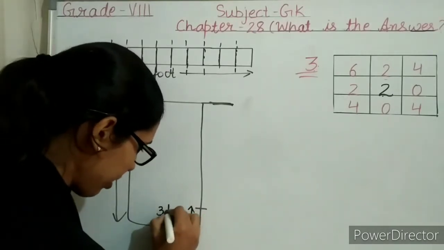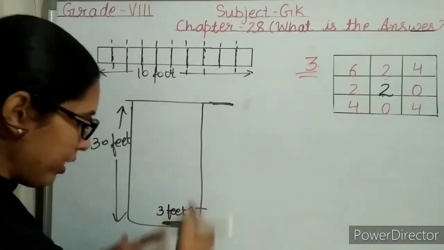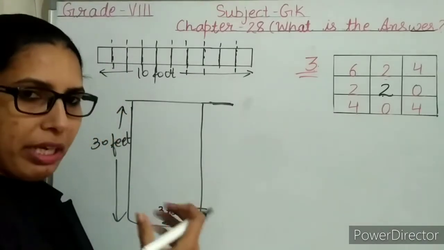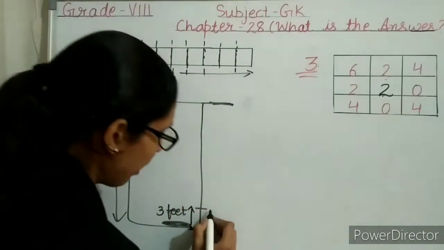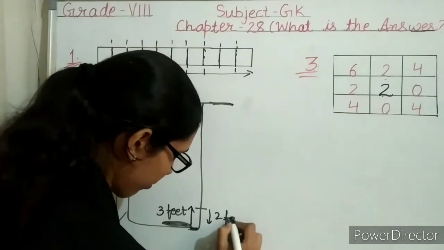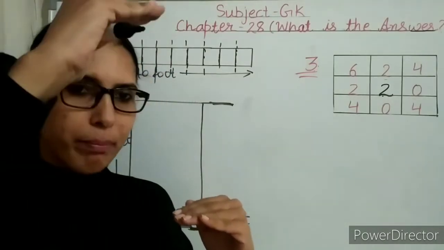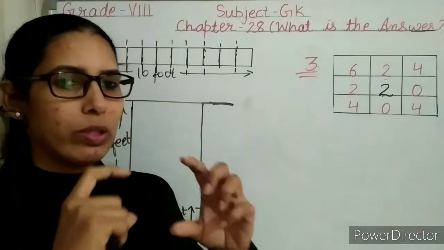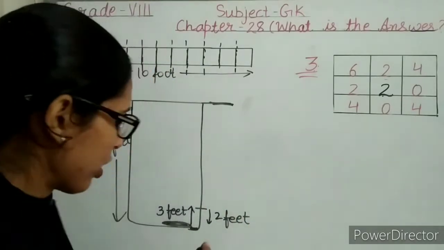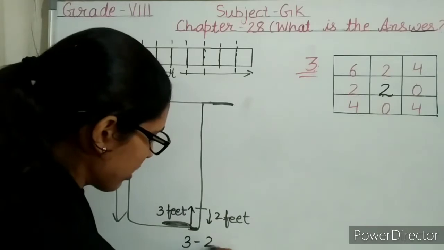Okay, 3 feet up. And then at night he is resting, because of which he is slipping down and coming back 2 feet down. Okay, so what will be the overall result? 3 feet up, 2 feet down. So overall, in one day he is covering how much? 3 minus 2. How much is he covering?